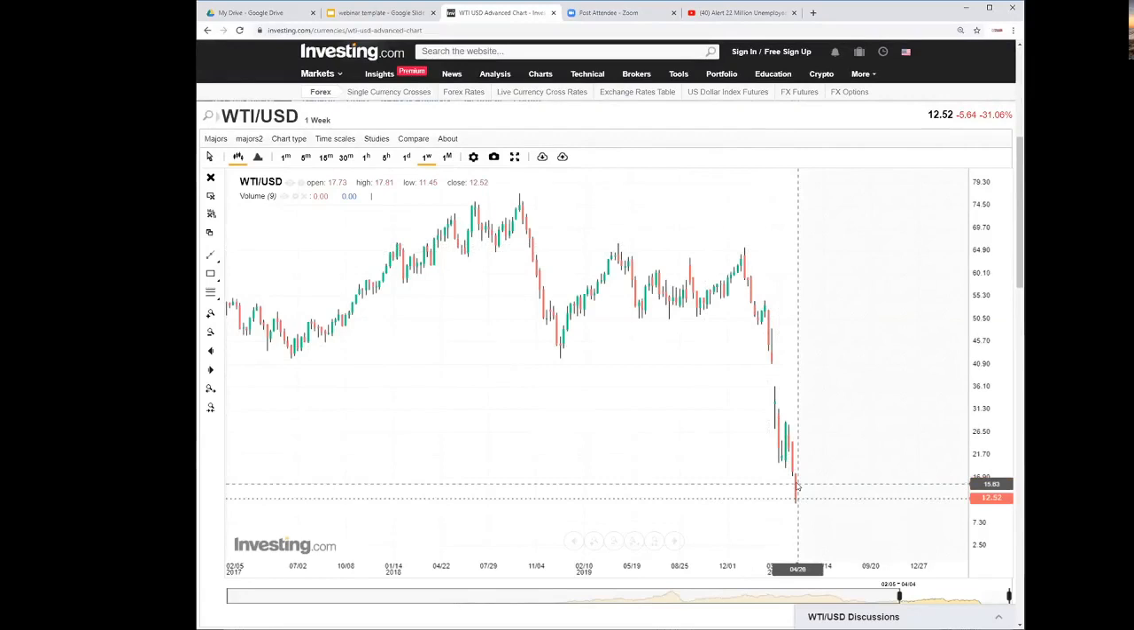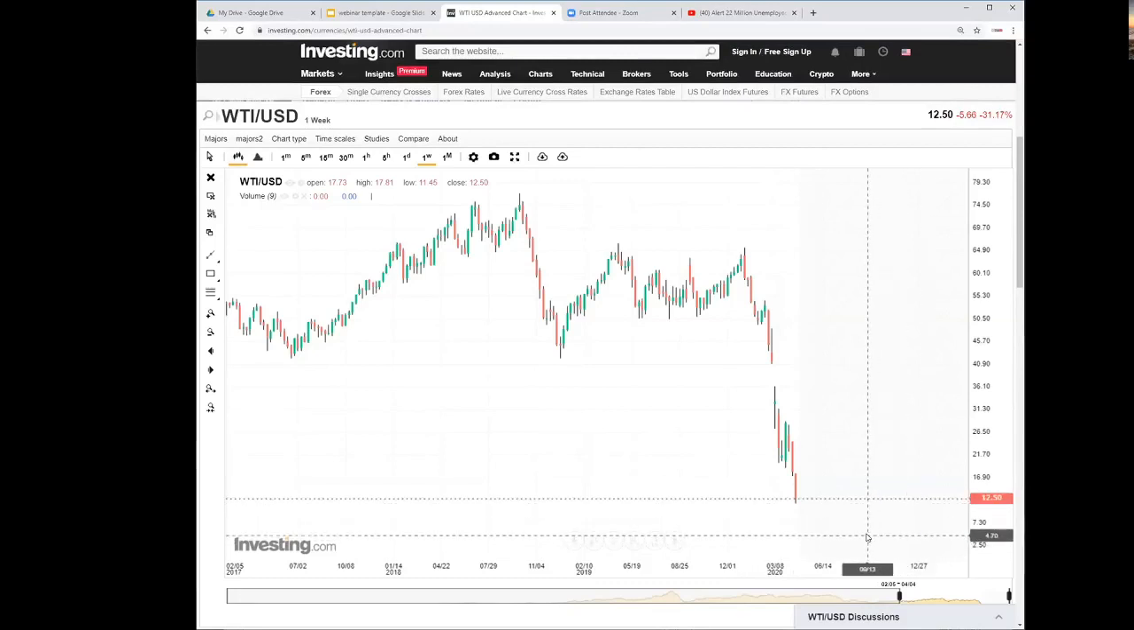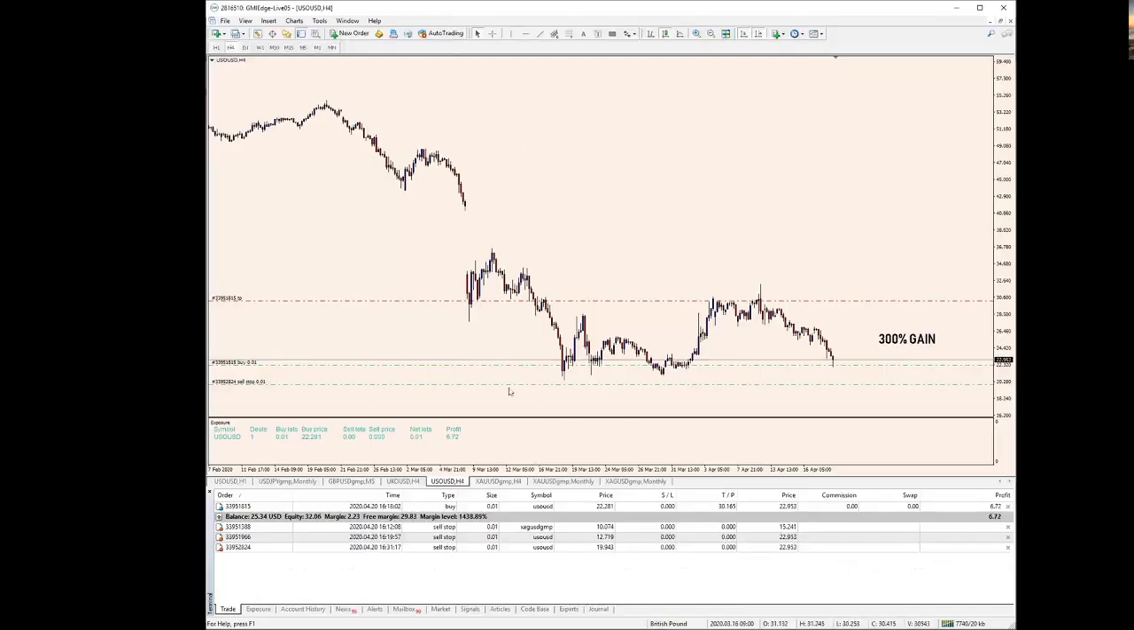And literally, if I'm making 300% in US oil, probably I can make 600% in this because this is half of the US oil. So this one we can take advantage of. Okay, so I hope you guys take advantage of this.